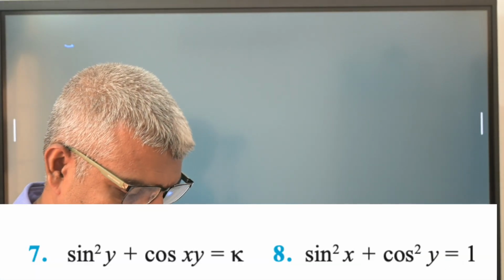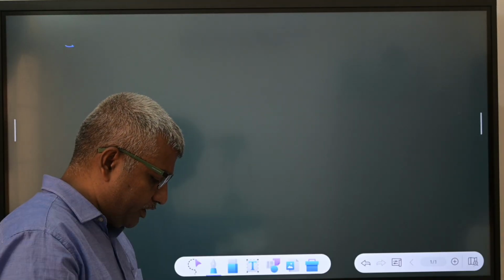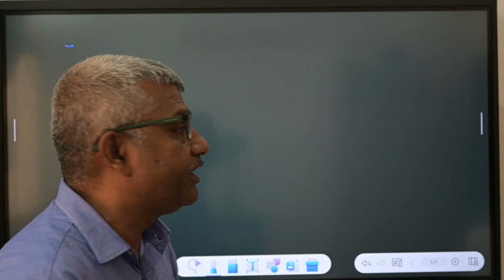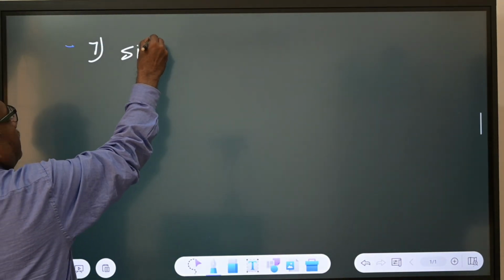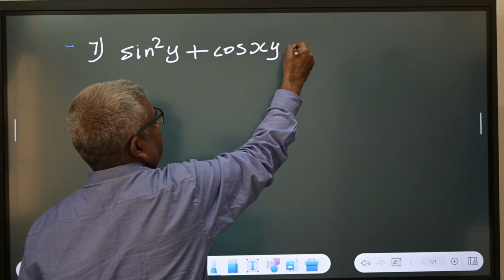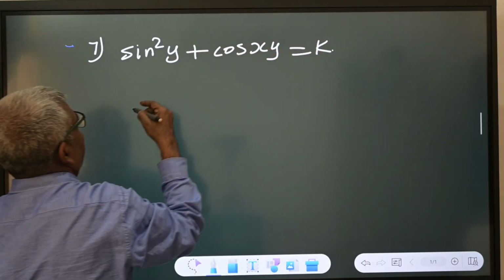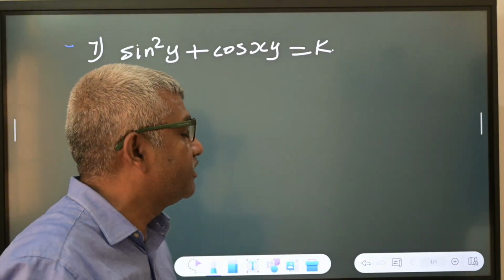In this lesson, we are going to see CBSE Grade 12 Maths Exercise 5.3, Question 7 and 8. Question 7: sin squared y plus cos xy equal to k. Sin squared y differentiate பண்ணுங்க. Find dy by dx. Question is find dy by dx.